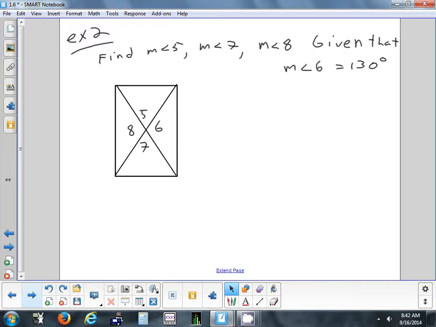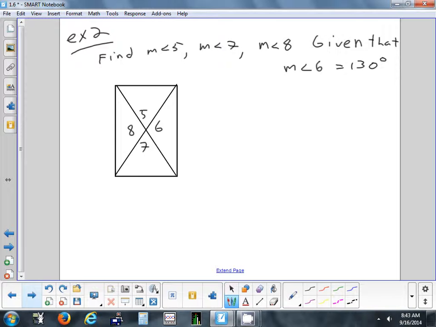Okay, on this one, they tell us to find the measures of angle 5, 7, and 8, given that the measure of angle 6 is 130 degrees. Just 6? Yep, all you know is that 6 is 130, and I want to find everything else. There's many ways to go about it. Anybody have a thought what angle we can find next, and then just give me a reason why?